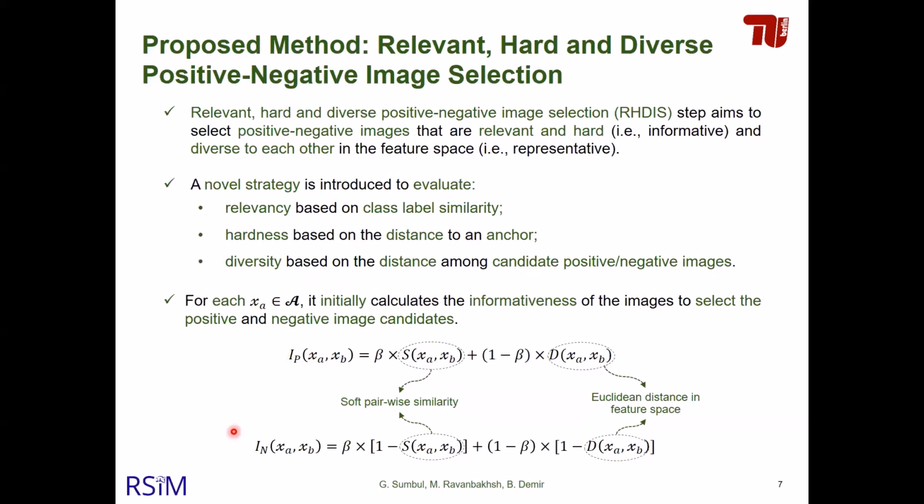A positive image is associated with high relevancy if its class label similarity to the anchor is high. A negative image is associated with high relevancy if the class label similarity is small. A positive image is defined as hard if its distance to the anchor in the feature space is high, while a negative image is regarded as hard if its distance to the anchor is small. Beta is a weighting parameter to give more importance to either relevancy or hardness of the image.